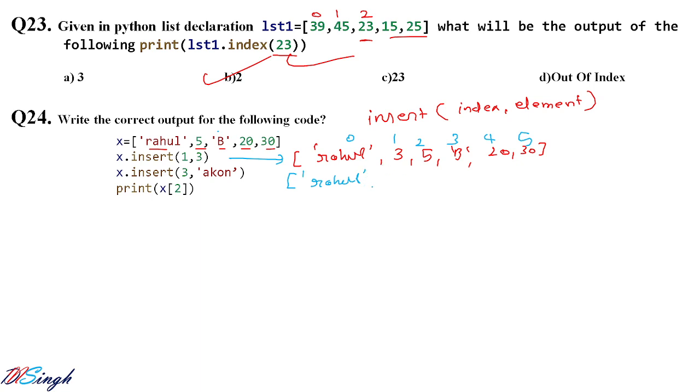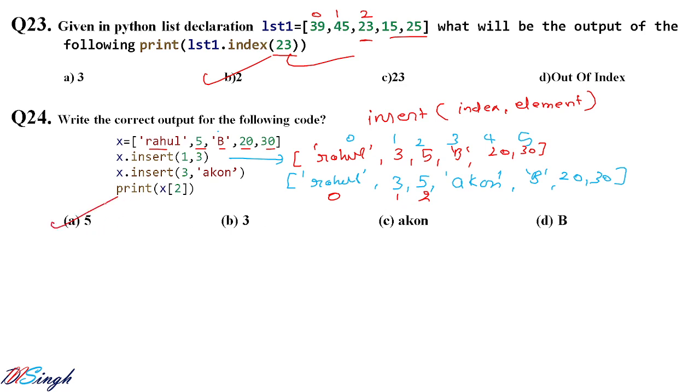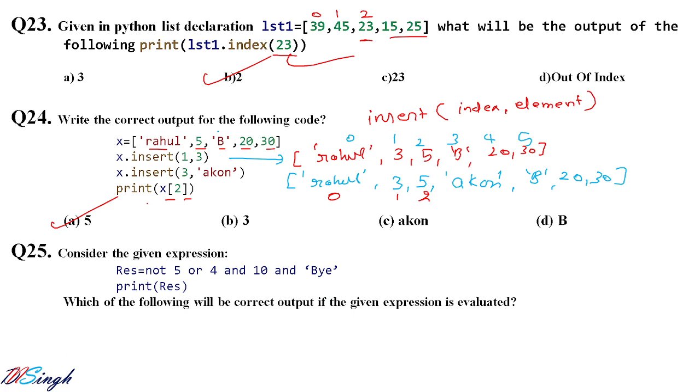Rahul is at the 0th index, at first index 3, at second index is 5, at third index is b. But what I want to put now? Akon. Okay, fine, b will be shifted, so fourth index, and then you have 20 and 30. Then you print x of 2. So x of 2, what is at second index now? 0th index, 1, 2. At that index, what you have? 5. And when you use this subscript operator, it is called value at index.